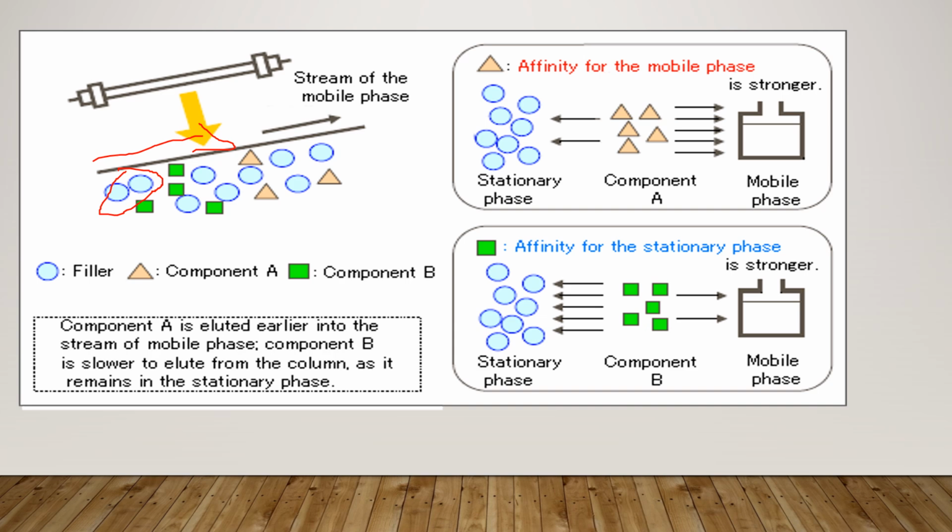And component B, because it has more affinity towards the stationary phase, is interacting with silica gel, and later as the gradient of the mobile phase is changing, it will be eluted from the column. So this is how HPLC works. The separation of the components happens.